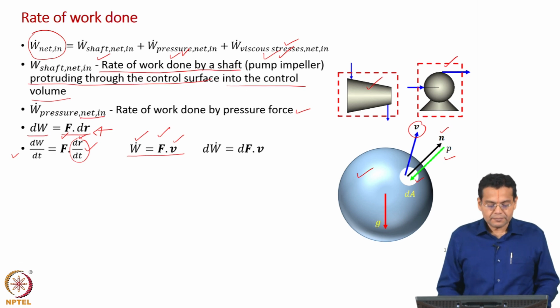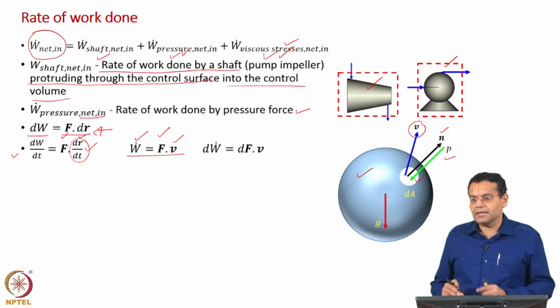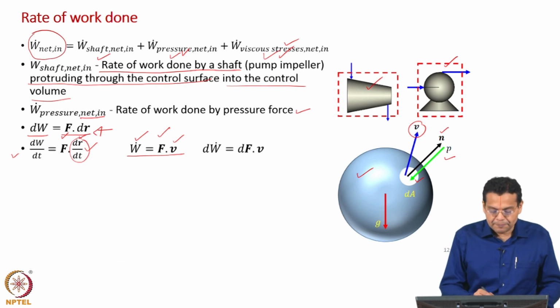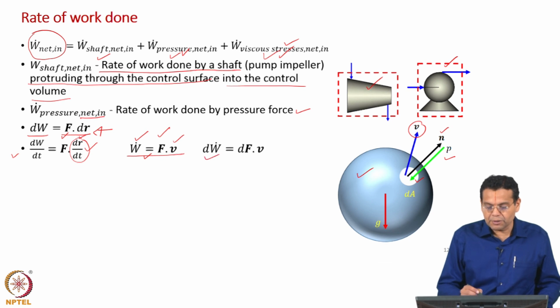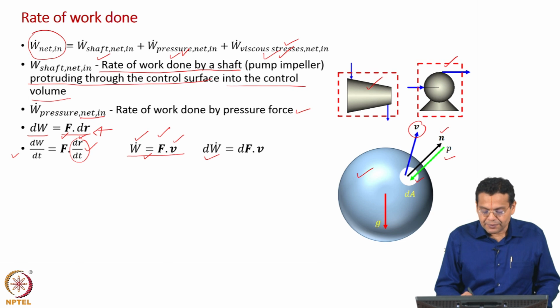Okay. Now, since we are focusing on a small area, first we will find out what is the differential rate of work done by the pressure. So, that is why we write this equation in differential form. So, dW dot, differential rate of work done, is equal to the differential force dotted with the velocity vector.